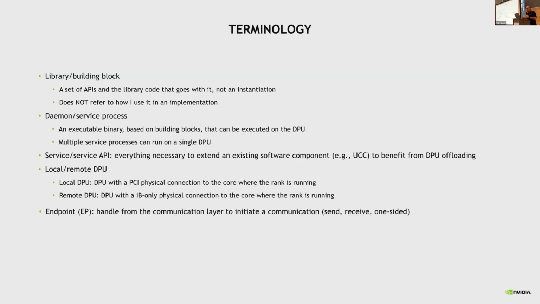We also have the concept of an endpoint handle, just like UCX does. And actually, that's where it comes from, because all our communications are layered on top of UCX.